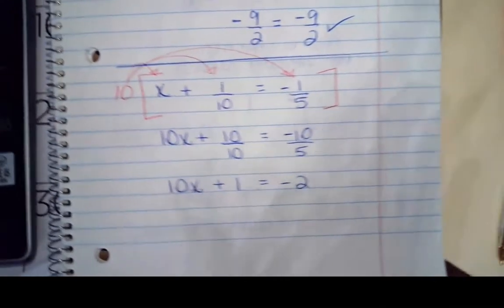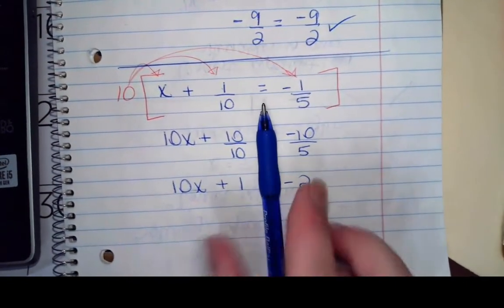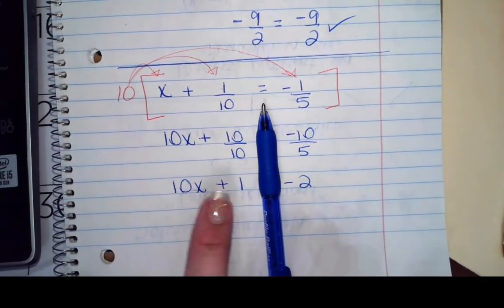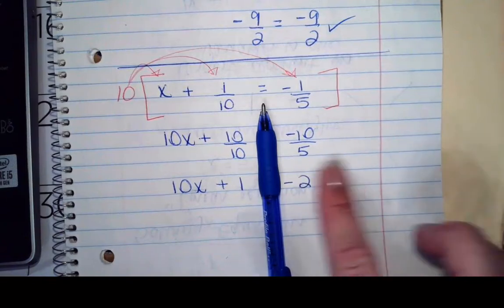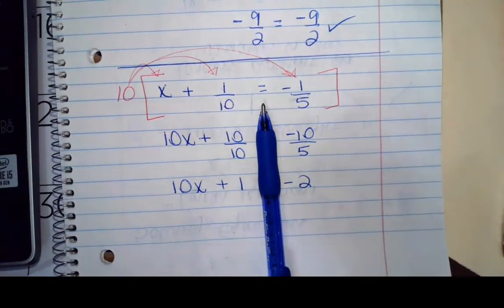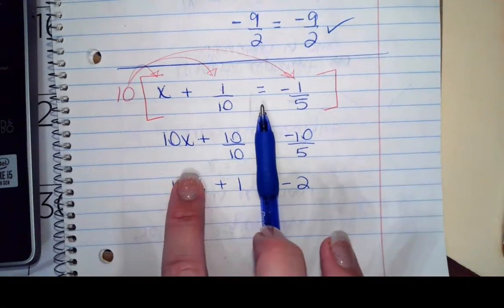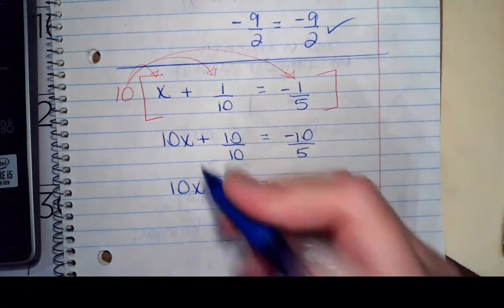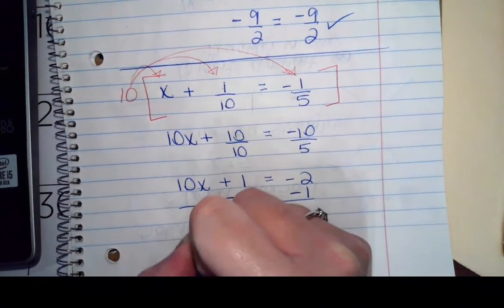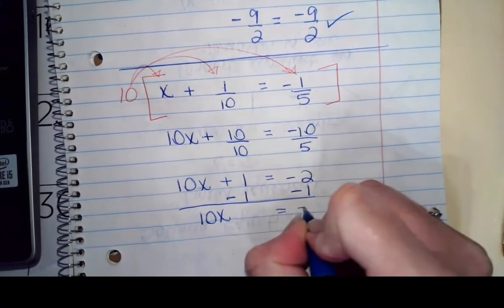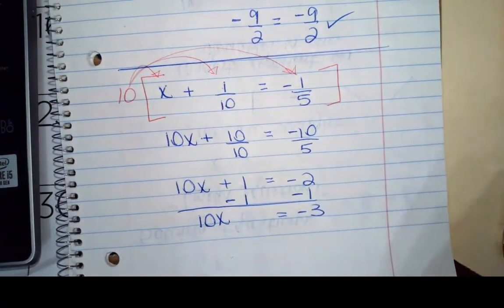So what I have now is my basic setup. I've got my variable term, plus or minus a number. My variable term's already gone over here on the right. So I'm already a step into where I wanted to be. So since my variable's on the left, I'm going to move everything else to the right. So I'm going to subtract 1 from both sides. So that gives me 10x equals negative 3.